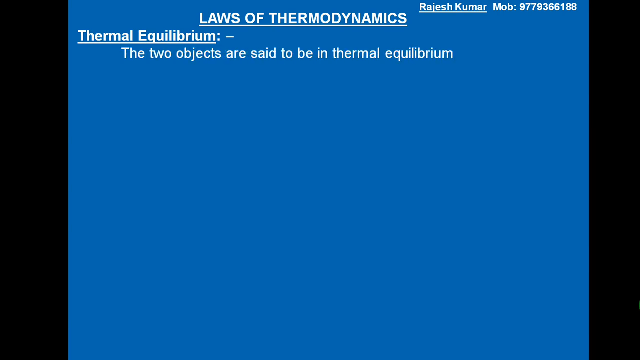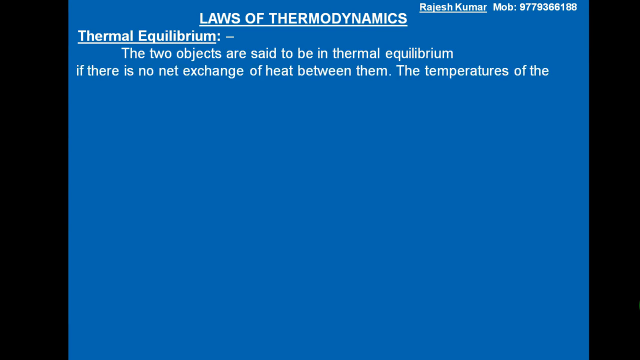Two objects are said to be in thermal equilibrium if there is no net exchange of heat between them. The temperature of the objects in thermal equilibrium are the same. That is, if two objects are in thermal equilibrium, then their temperature must be the same.